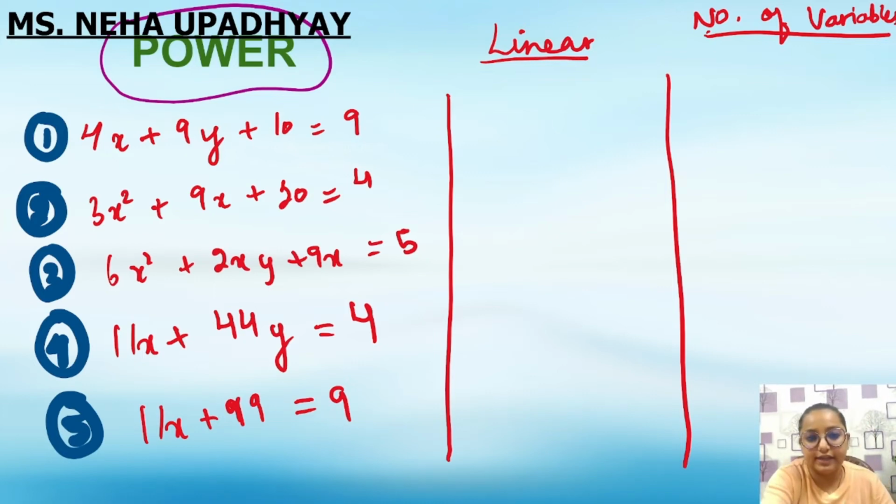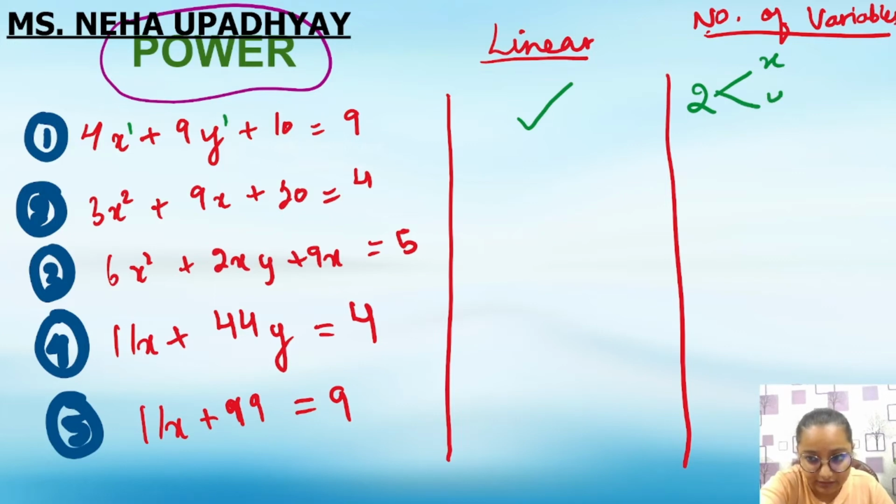In this equation, tell me, is this a linear equation? Yes, this is a linear equation. Why? Because we have x raised to power 1, and y raised to power 1. We see the highest power. So the highest power of x and y both are 1. Hence, we will say that it is a linear equation. And how many variables are here? We have two variables, x and y.